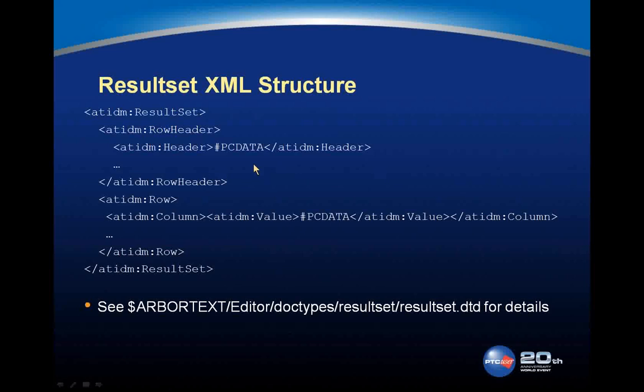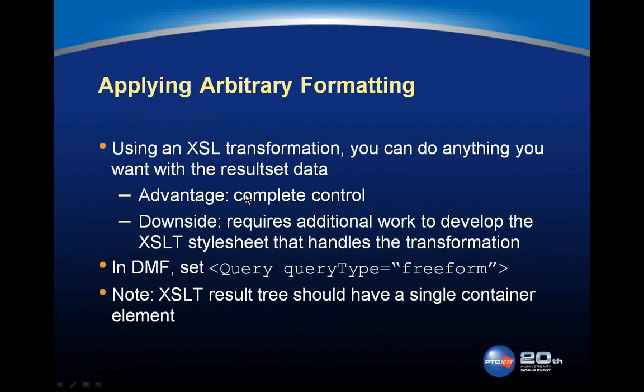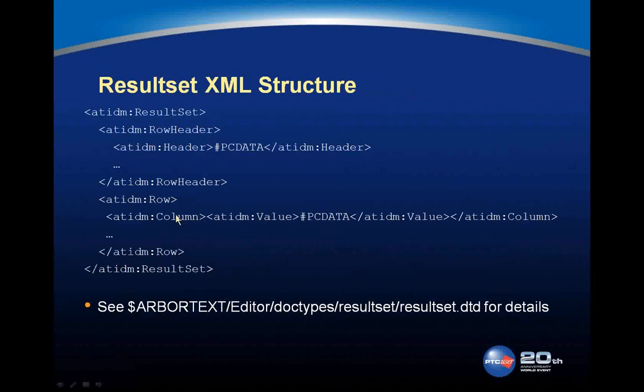Okay, so the XML that you get back from the database looks something like this. You have the container as the result set, and then you've got a row header, which has the headers that go across the top of the table if you're building a table out of it. And then you've got rows, and each row has a column, and then each column has a value. So it's a very tabular sort of result that you get back.